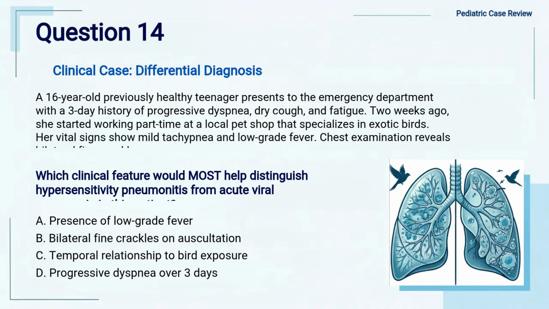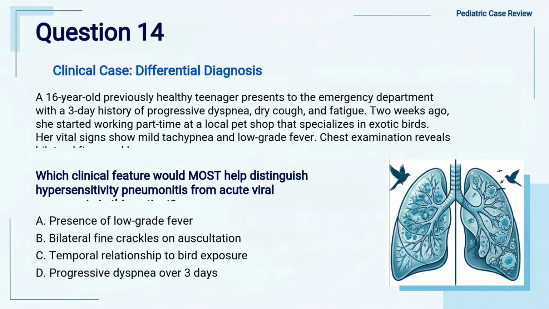Question 14. Differential diagnosis. A 16-year-old previously healthy teenager presents to the emergency department with a 3-day history of progressive dyspnea, dry cough, and fatigue. 2 weeks ago, she started working part-time at a local pet shop that specializes in exotic birds. Her vital signs show mild tachypnea and low-grade fever. Chest examination reveals bilateral fine crackles. Which clinical feature would most help distinguish hypersensitivity pneumonitis from acute viral pneumonia in this patient?